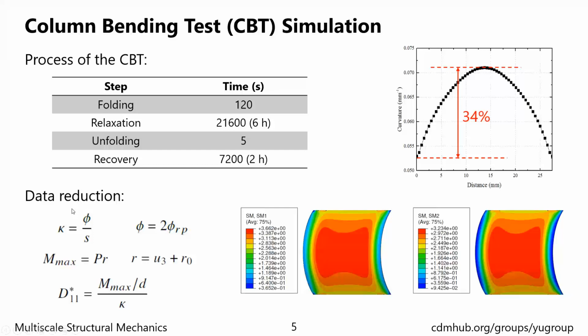Here we use this formula to do the data reduction. They can be considered consistent with the experiment, as we use the rotation at the reference point to calculate the curvature, and the load at the reference point to calculate the moment. We also calculate this effective bending stiffness, D*11, to compare with experiment.